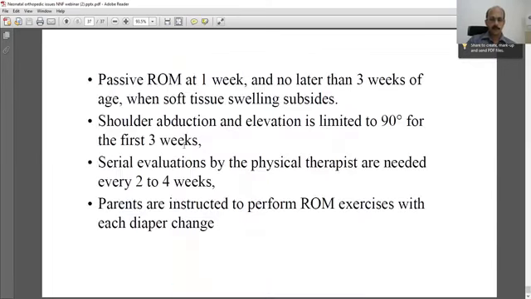So what is to be done is passive range of movement exercise, which should be started at least by 1 week, but not later than 3 weeks. And then shoulder abduction and elevation is limited to 90 degrees for the first 3 weeks. And then serial evaluation with the physical therapist is important. But if the baby does not recover flexion of the elbow joint by 3 months, it's not a good prognostic finding. So better we refer to the orthopedician if we find it's more severe.